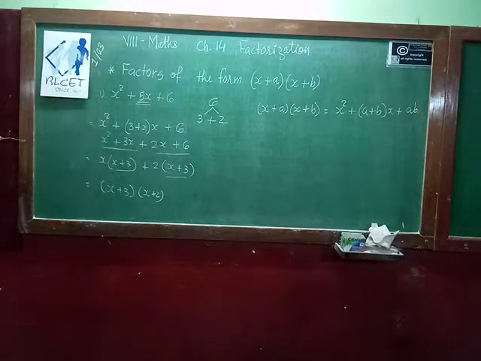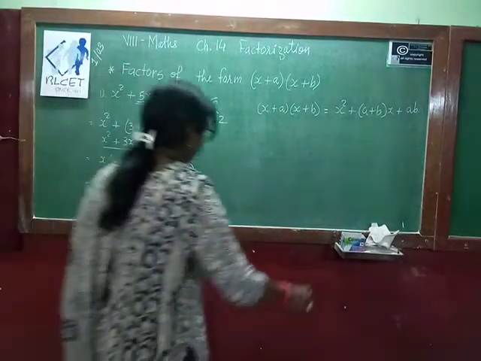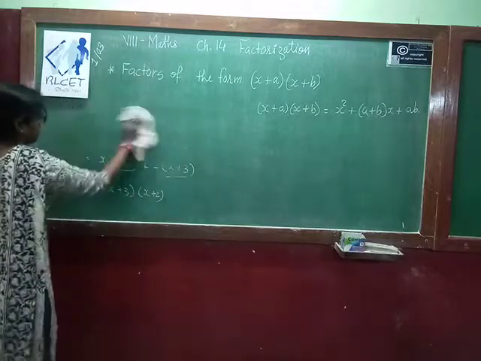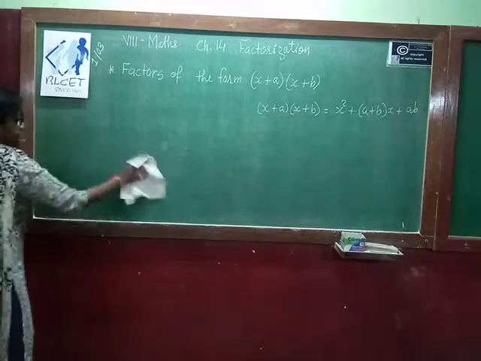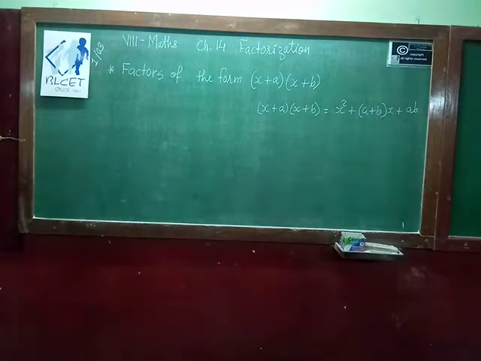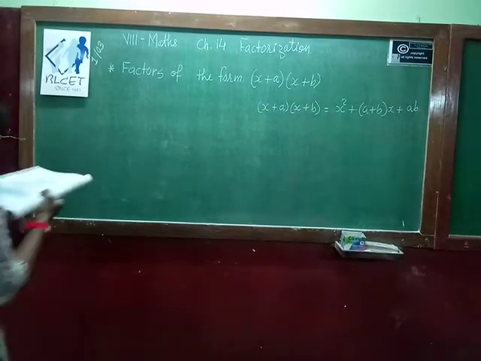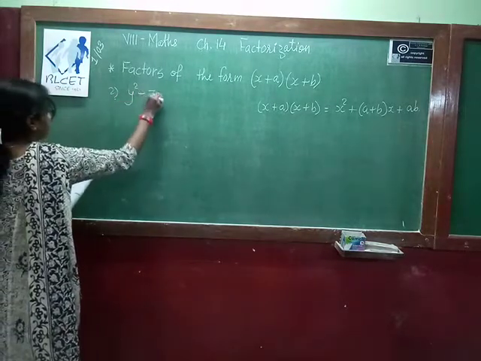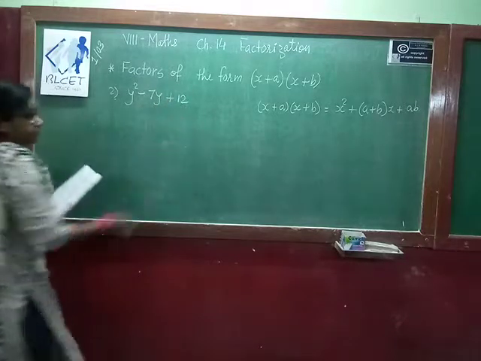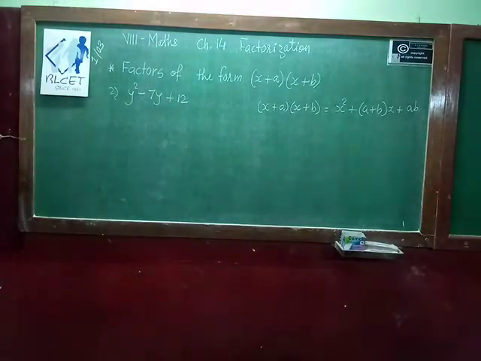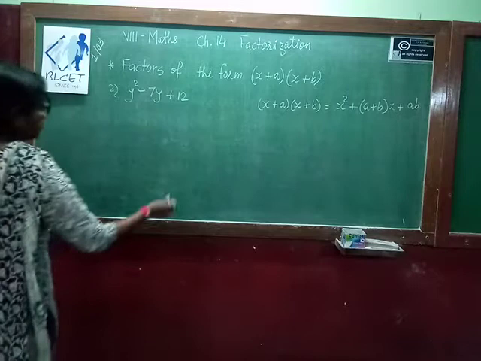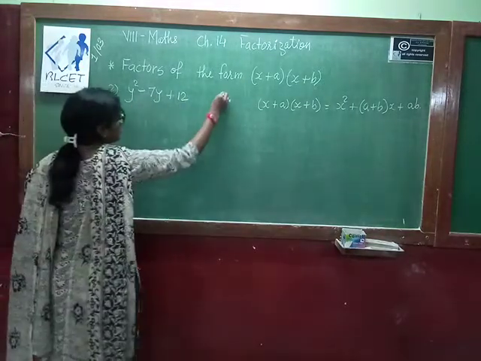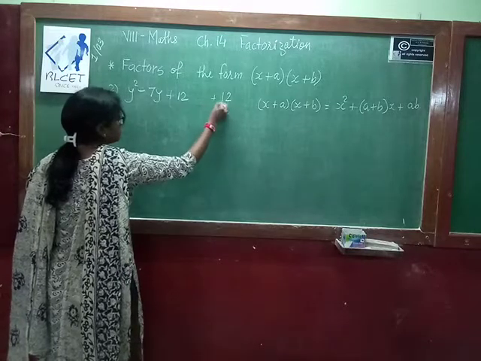y square minus 7y plus 12. This one is with plus. Now we will see negative. The question is y square minus 7y plus 12. Let's see how to solve this. So we have to find the factors of 12 in such a way that we are getting 7 as an addition. So 12 is positive.